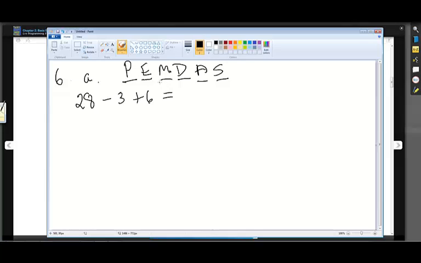However, when you have just multiplication and division, or just addition and subtraction, what do you follow? It's called the associative rule, which goes from left to right. Take, for example, 6a. You have 28 subtract 3 plus 6 equals what? Because subtraction and addition are equivalent, you do it from left to right. So 28 subtract 3 is 25, plus 6, that will give you 31.